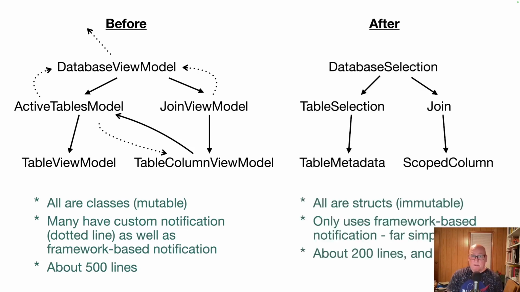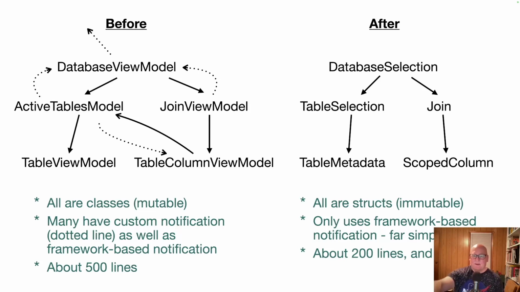After we finish this week, we have different objects in somewhat the same arrangement. Database selection knows about the table selections, and it knows about the joins. And table selection needs to know the table metadata, basically the name of the table and the columns. And the join needs to know the scoped column, which is like when you say person.id, a class, a table name, and then a column. Okay, I want to say class and field, but in SQL it's tables and columns.